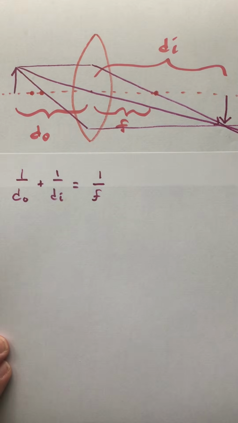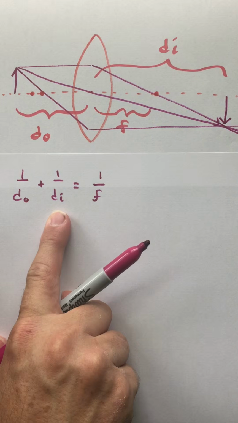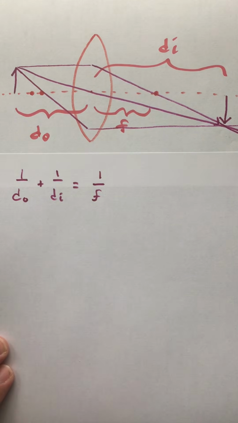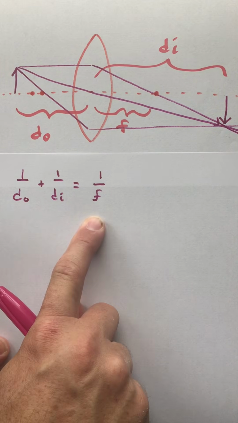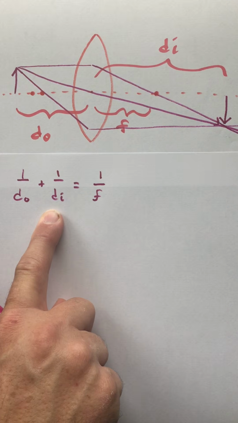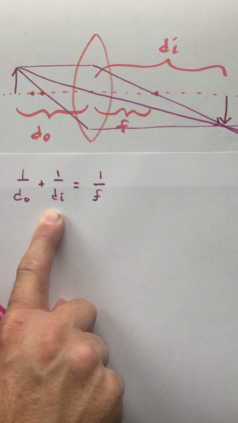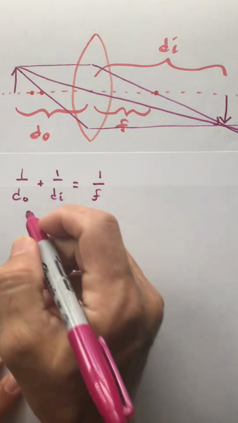Let me show you how to manipulate it into something a little bit more useful. Usually, these problems will come up as you're given some distance to the object, you're given some focal length, and you need to come up with a distance to the image. So let's just go ahead and solve this equation for distance to the image.